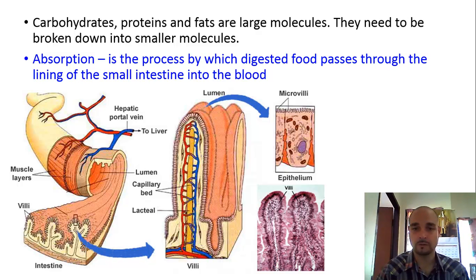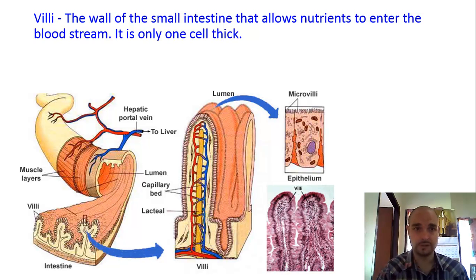Here it is again, a real picture. The villi are the wall of the small intestine that allows nutrients to enter the bloodstream, and it is only 1 cell thick. If it's 1 cell thick, nutrients can pass through a cell membrane very, very easily. And they have a lot of surface area to make contact with those nutrients: vitamins, minerals, carbohydrates, fats, and proteins.